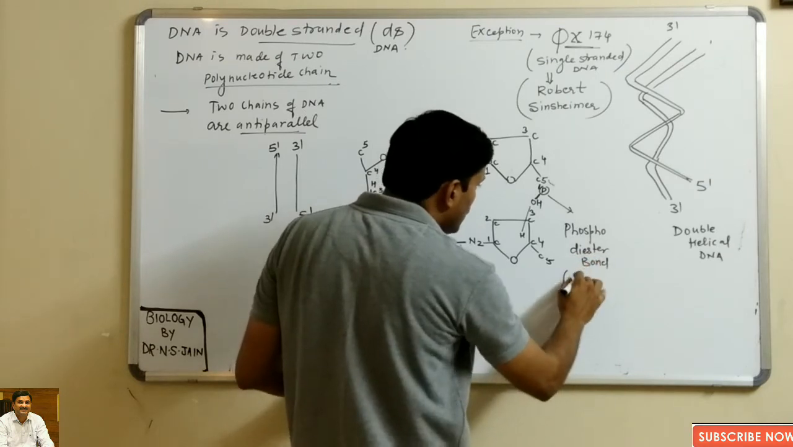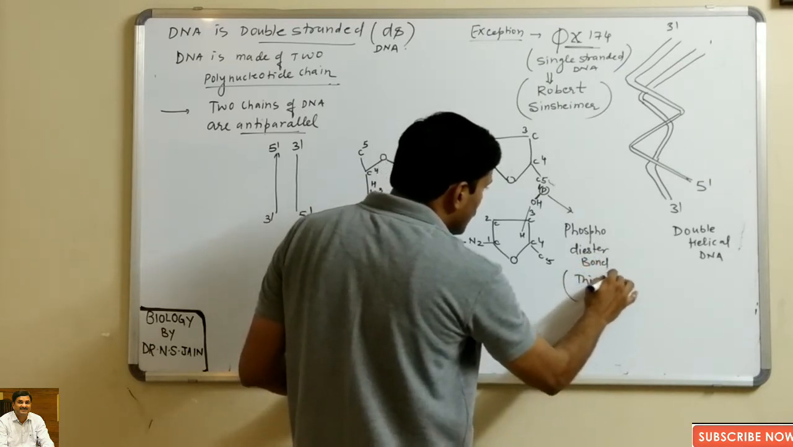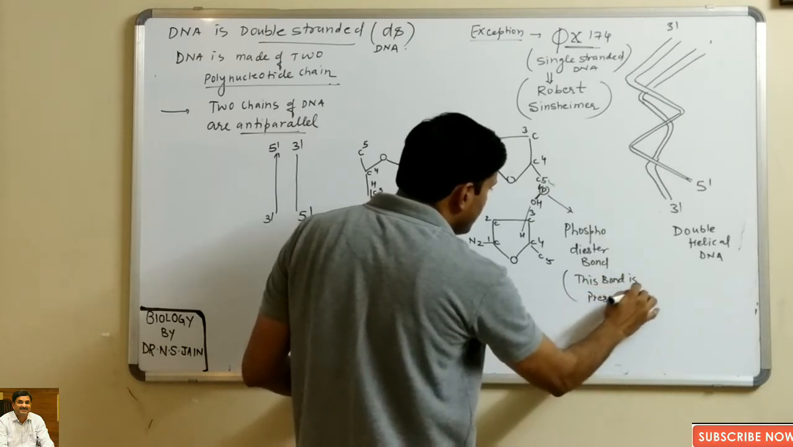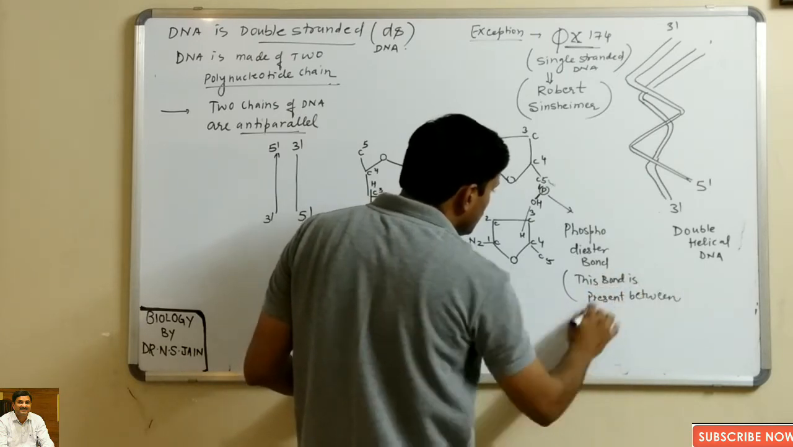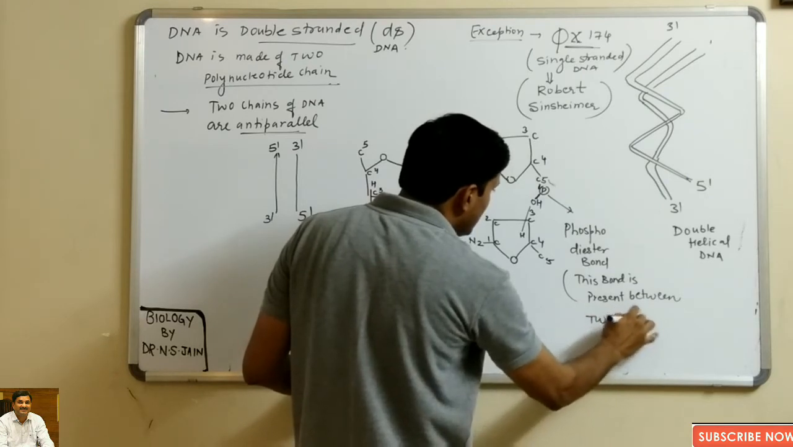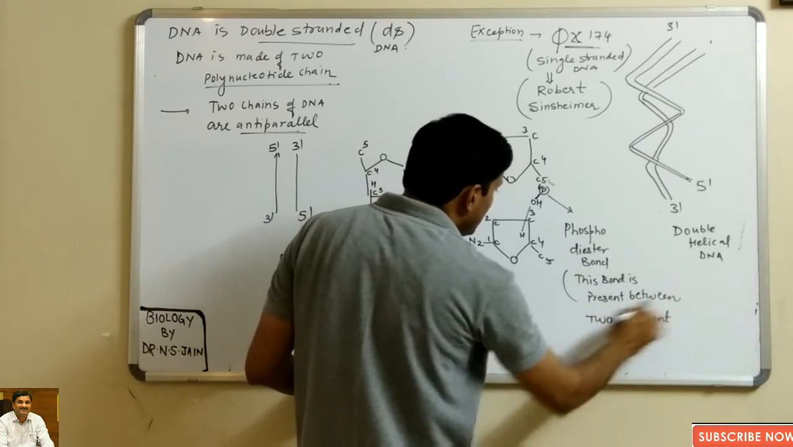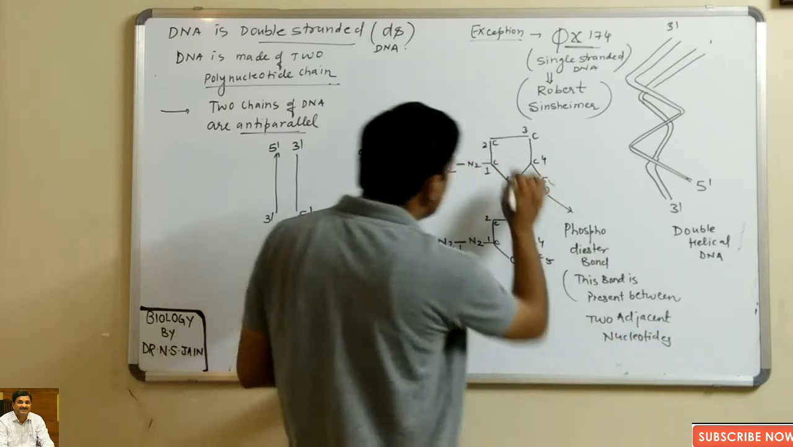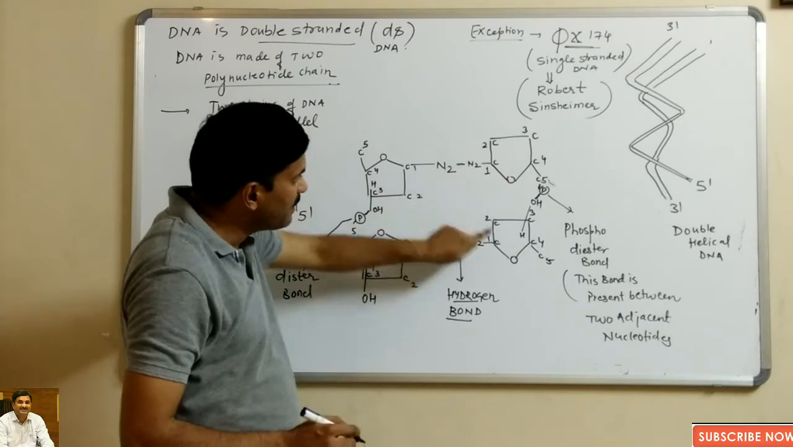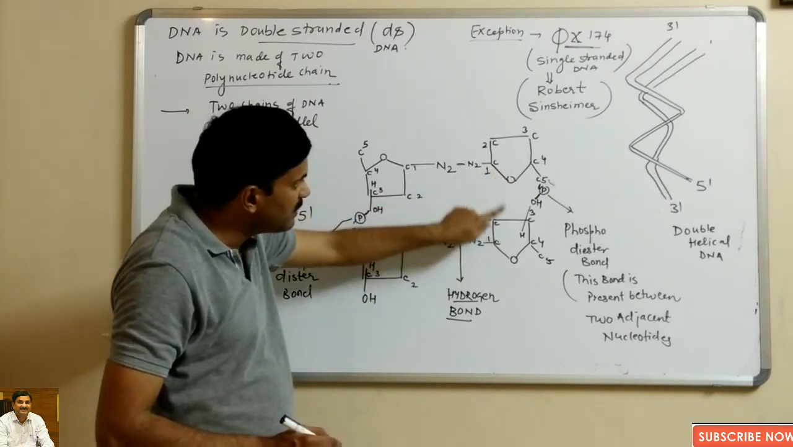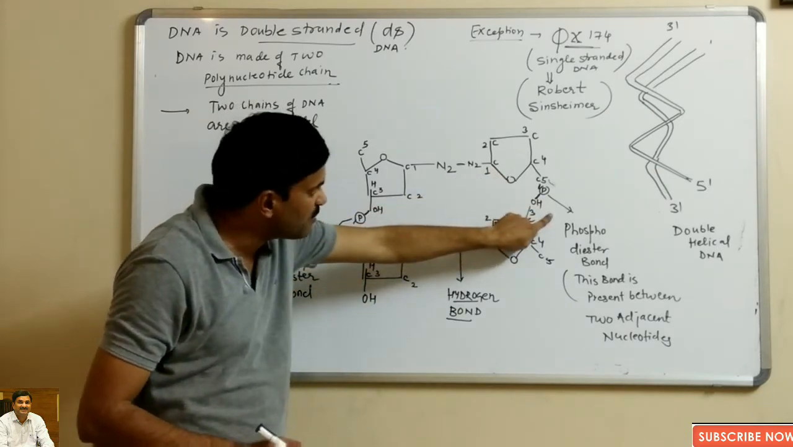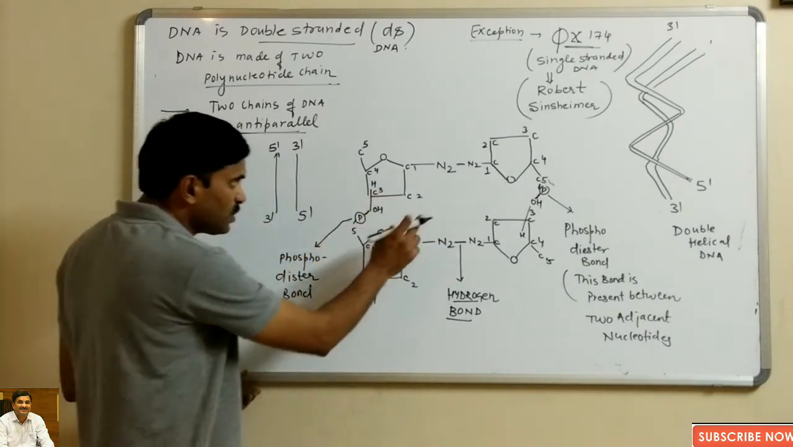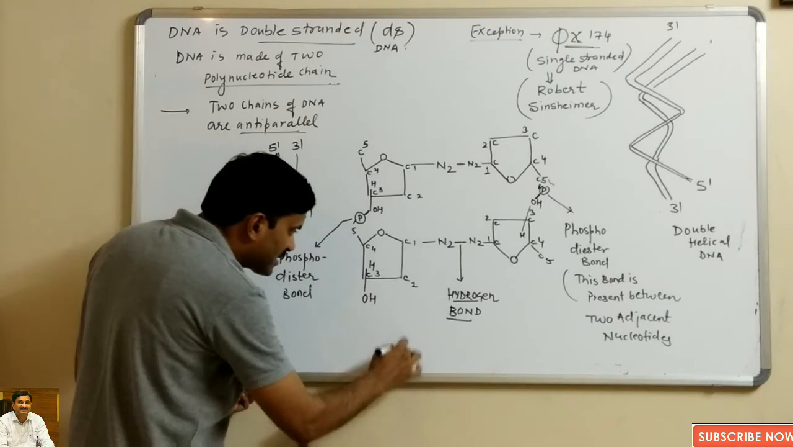That this bond is present between two adjacent nucleotides. So this is a nucleotide, this is a nucleotide, this is another nucleotide. So in between these two adjacent nucleotides, the phosphodiester bond is formed. In between these two nucleotides, what is formed? The phosphodiester bond is formed. So this chain has a direction like this.